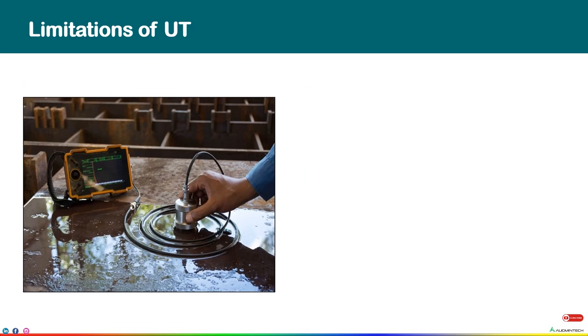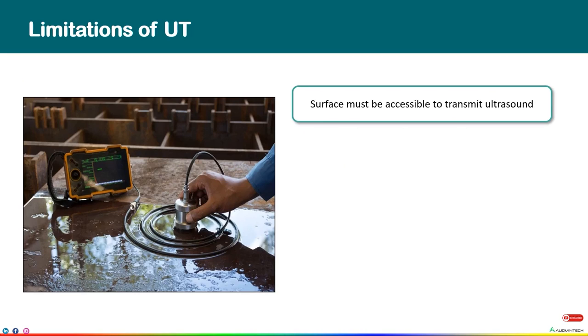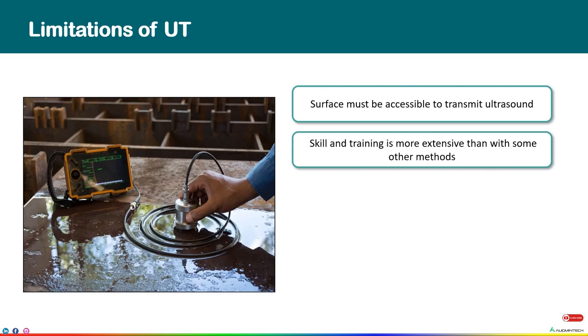Now we have reached the last topic of this unit: limitations of UT. The surface must be accessible to transmit ultrasound. Cast iron and other coarse grained materials are difficult to inspect by UT due to low sound transmission and high signal noise. Therefore, the UT method can only be used on surfaces that can transmit ultrasound. Skill and training are more extensive in this method than with some other methods. A high degree of operator skill and integrity is needed. Hence, the need for trained and certified personnel is very significant in this method.